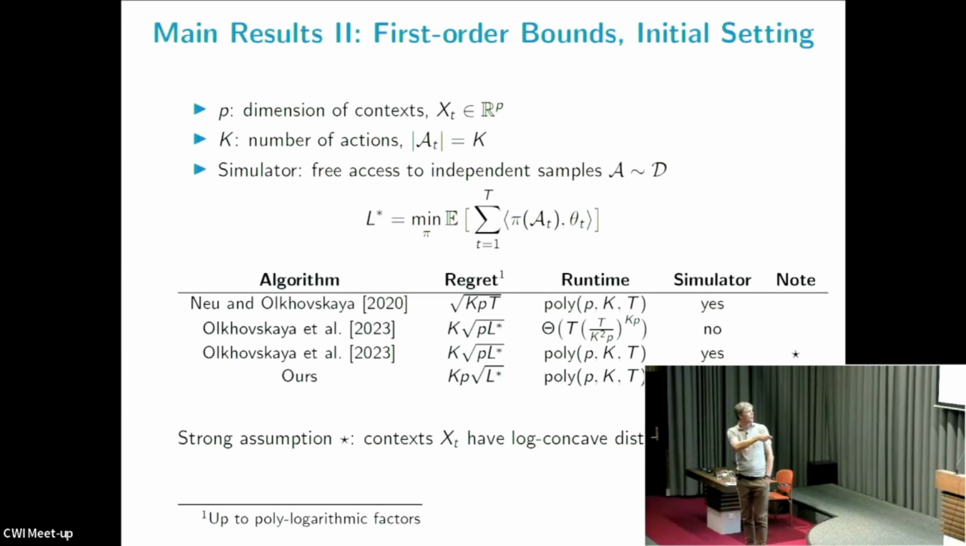What we have here is the same computation time as this previous method, with a worse rate. Now the P is also outside the square root because my D was K times P. We need access to the simulator, but we don't have this additional assumption. So it's again a different trade-off. Yeah. So that's the improvement we can also get.